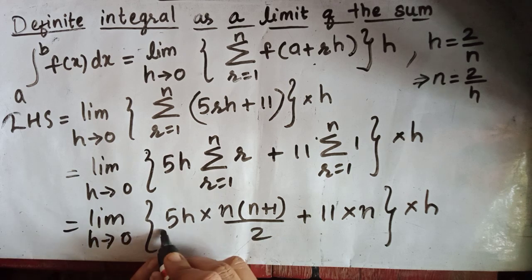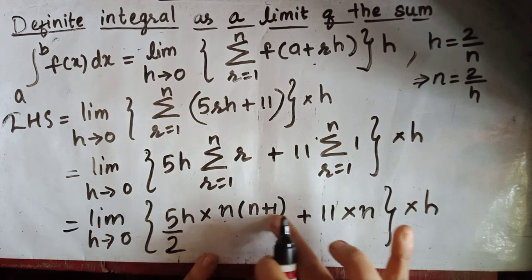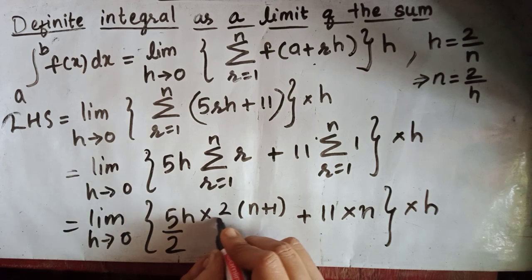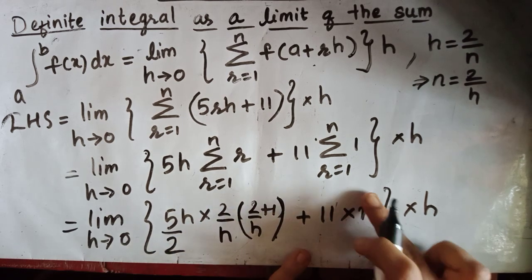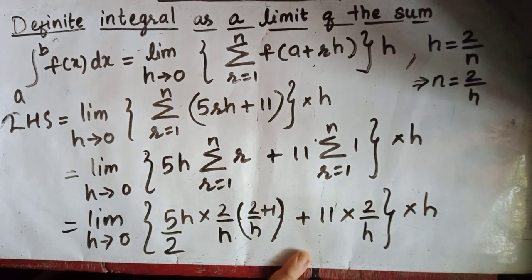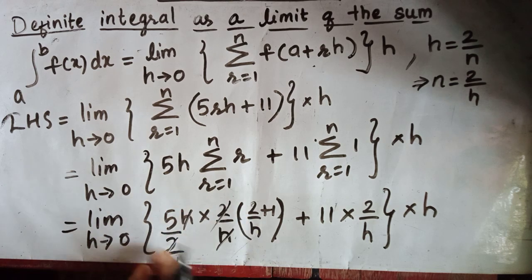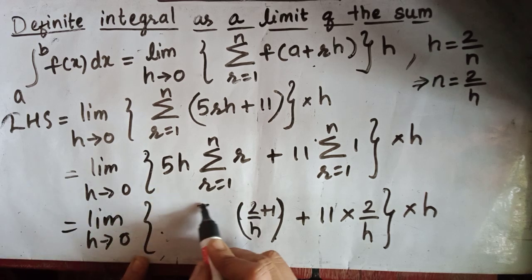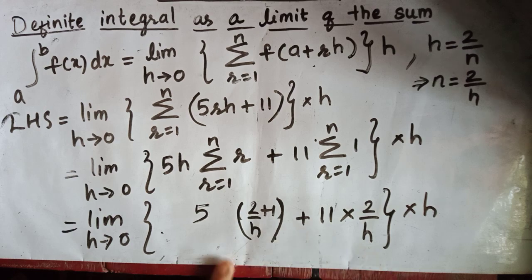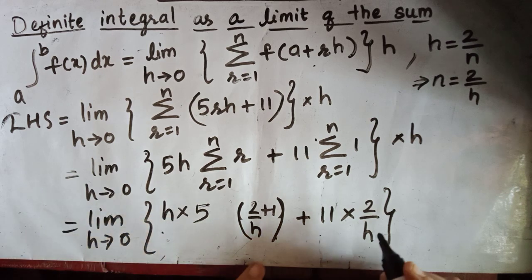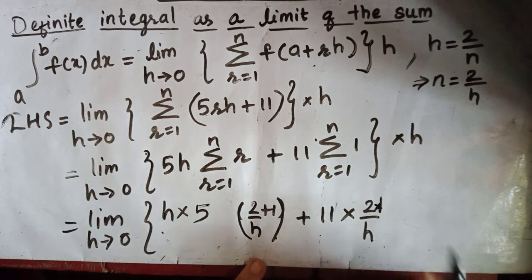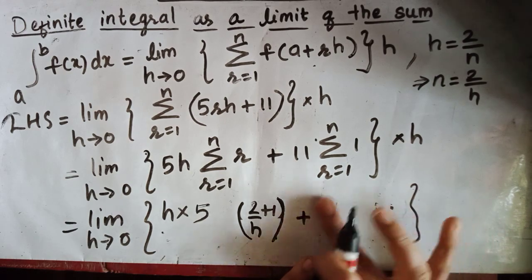I will write here this 2, so that I can replace this n by 2 by h and this n by 2 by h. Again this will be 2 by h. This h and this h get cancelled, the 2 gets cancelled, so here you will get only 5. This h you can take inside, so it is into h into h. So this also goes, and here you will get only 22.